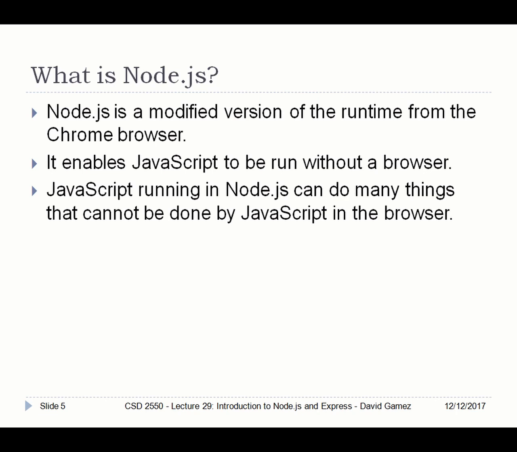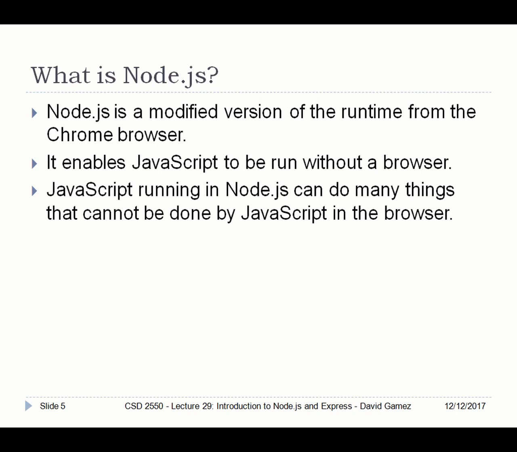Node.js is a modified version of the runtime from the Chrome browser, and this enables JavaScript to be run without a browser. So obviously Chrome is a browser, it has a runtime inside it that executes the JavaScript statements. What the people who built Node did is they took out that runtime and made it a separate application so that you can run JavaScript outside of a browser. So Node is, I think it's called headless, in the sense that you don't actually see anything when you run Node. It's just executing in the same way that you would execute a Java program.